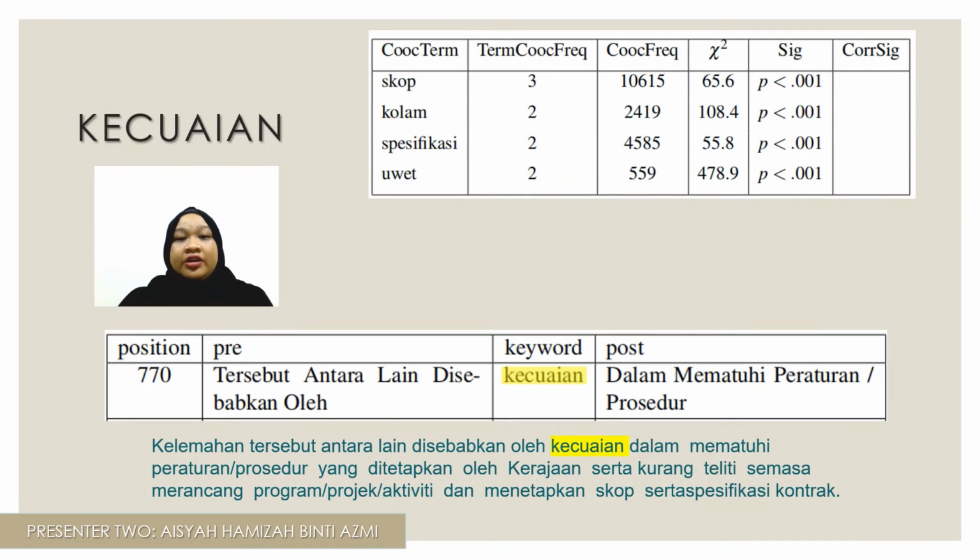One of the corresponding sentences for kecuaian appears in the explanation of the need for ministries and agencies to be audited, where there are several flaws in the project and activities that are carried out.